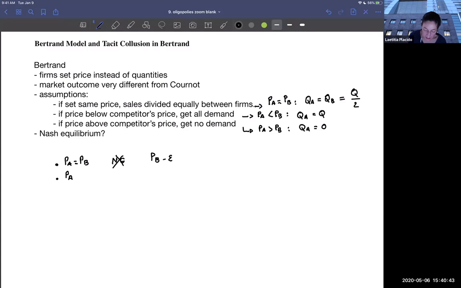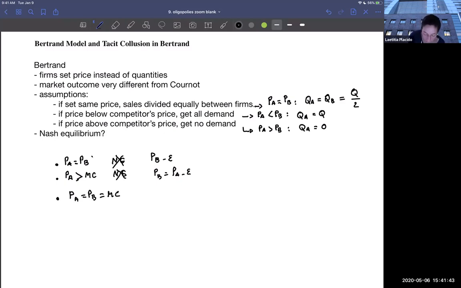Is setting a price PA above the marginal cost an equilibrium? Yes, so Andre is anticipating, he says it goes to perfect competition. That's basically the idea. So we just need to check that setting a price PA above marginal cost is not an equilibrium either. If I set a price PA above marginal cost, then firm B is going to set a price PB equals PA minus epsilon, and gets all the demand. So the only equilibrium that is stable here is where PA equals PB equals marginal cost.